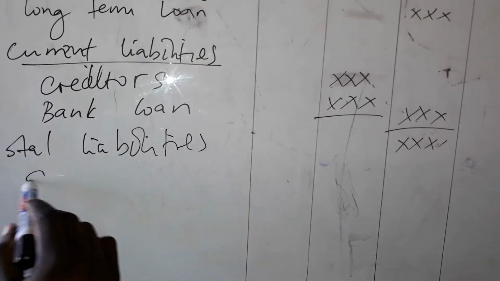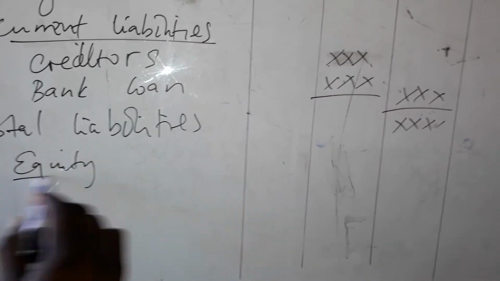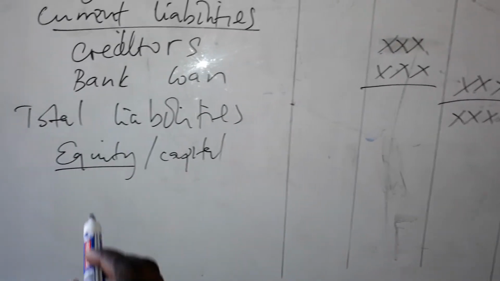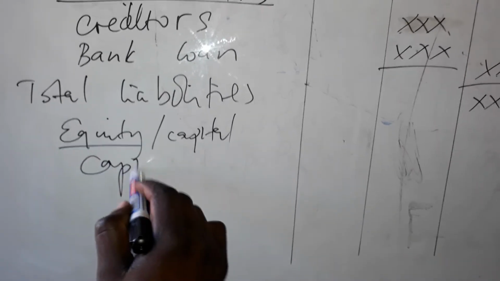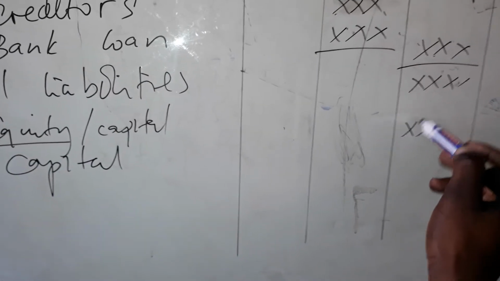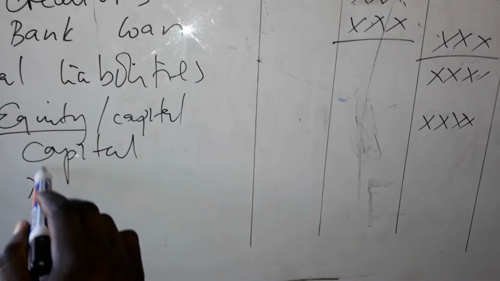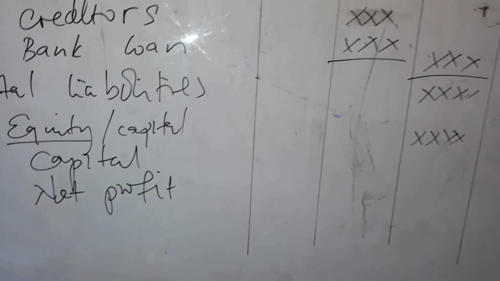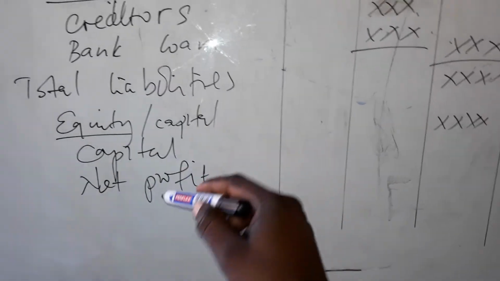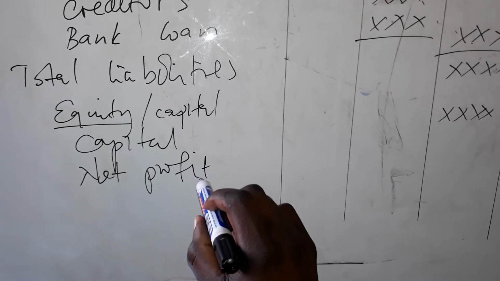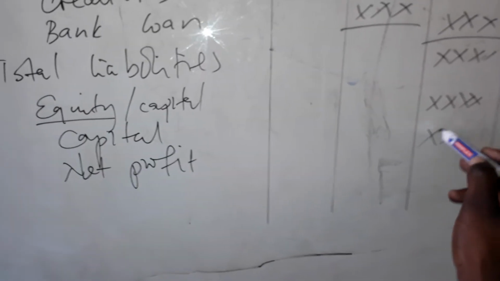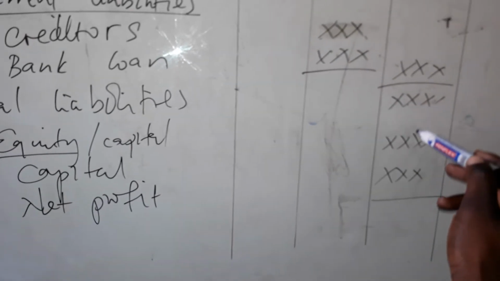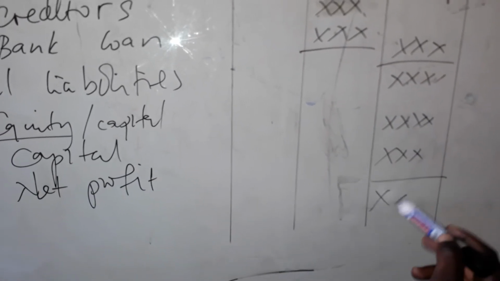Then we also have equity. The name for equity is what? It's capital. Let's say you've got an amount for capital. Then you add the other equity, which is what? The net profit. In the case of a sole trader, the net profit the person has gained. We can have this figure from the net profit and loss account. Then add here. Then if we add the total of the liabilities plus the total of equity, we get to arrive at this figure.